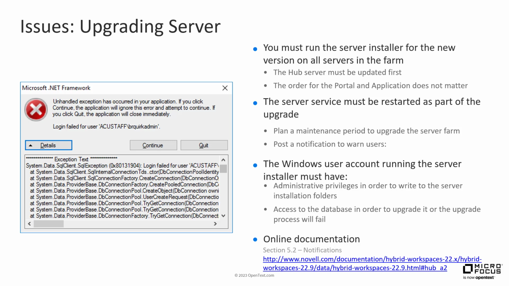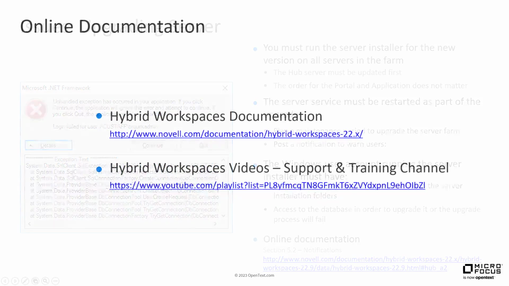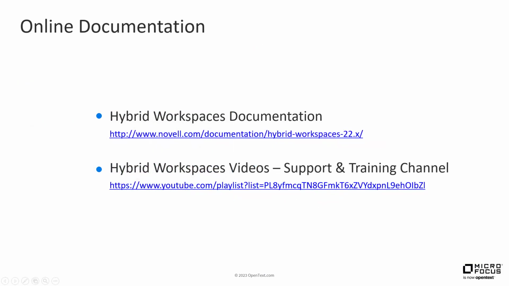The Windows user account running the Turbo server installer to upgrade must have administrative privileges to the system so that they can update the files for the server. They also need to have access to the database in order to upgrade it, or the upgrade process will fail. Documentation for upgrading Turbo server is available at the link here. And finally, complete online documentation for anything server related is available on our site at the following link.